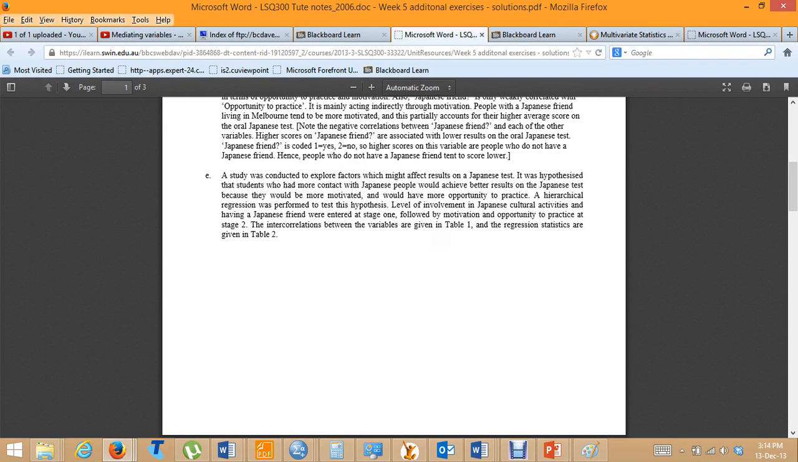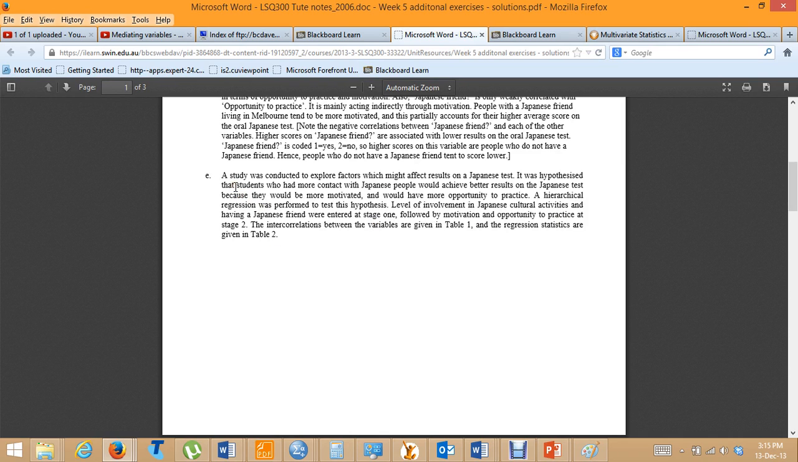Hi guys, I am going to discuss the structure of the report in the homework exercises for week 5, because you need to write a report for Workbook 2 and there's not much guidelines in the textbook. So basically you need to start out by setting the scene and outlining your hypotheses and the type of regression you conducted and what variables you entered at which stage.